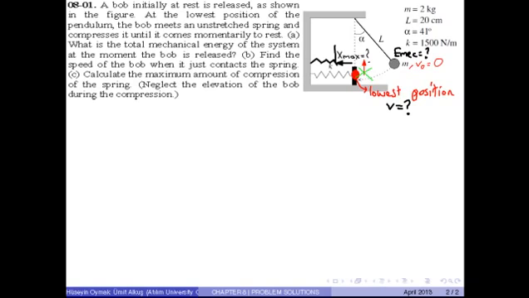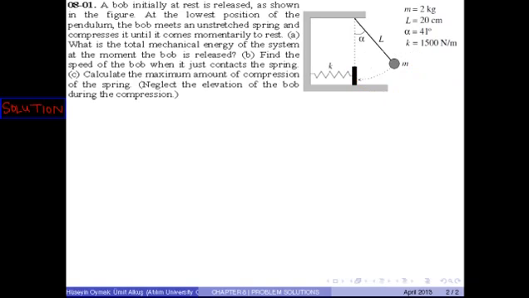First of all, we write the given physical quantities in the SI unit system. Mass M equals 2 kilograms. Length of the pendulum L is 20 centimeters, but it should be converted into 0.2 meters. Angle theta is 41 degrees and the spring constant is 1500 newtons per meter.